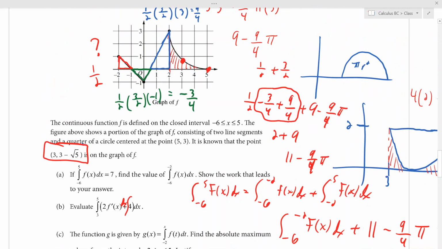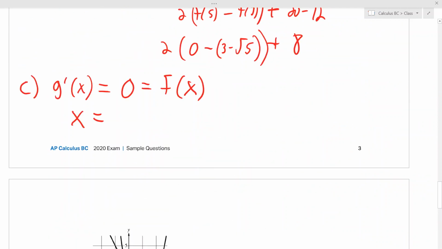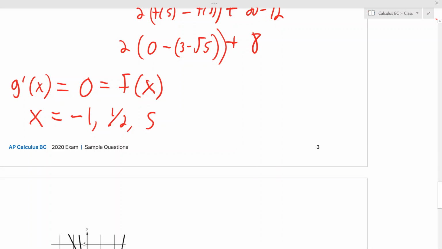We get f of x equals 0 at -1, 1/2, and 5. We have a graph of it up here. So we're going to list those out: -1, 1/2, and 5. So that's the first step, right? You say, hey, I need to know where the derivative is 0. I found all those places. Now I just need to know the y value and see which one's the biggest, because a max can only happen at the critical values or at the endpoints.